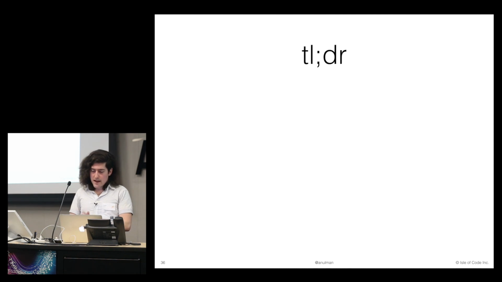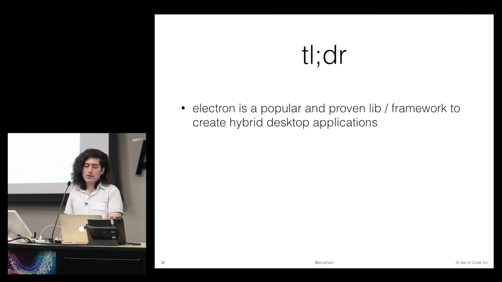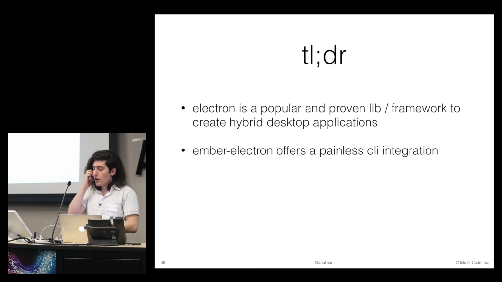So with that said, I'd like to summarize what we talked about today. First, Electron is a proven and popular library that's used to create hybrid desktop applications from a single-page application payload of HTML, CSS, and JavaScript. It offers you a painless integration with ember-electron, and Electron Forge is also very helpful if you're deciding to not use Ember in your project.